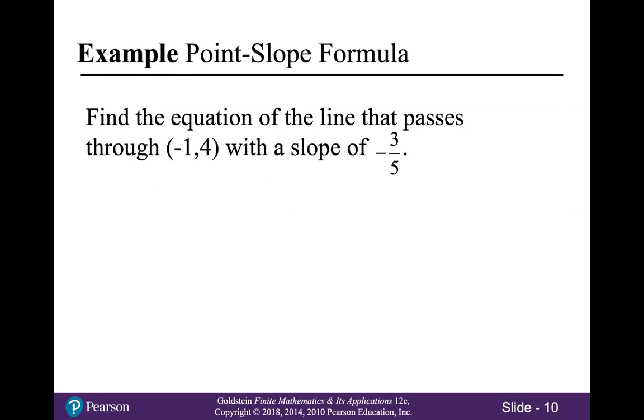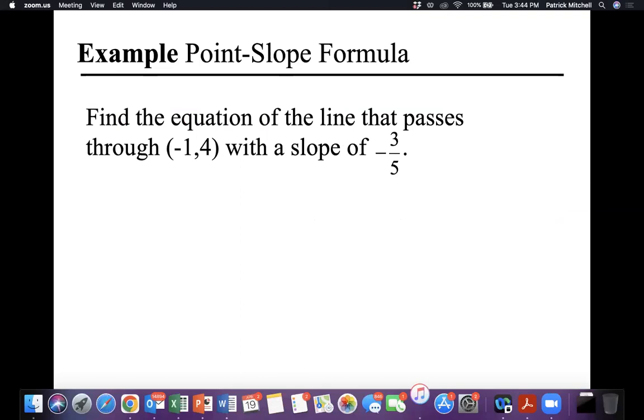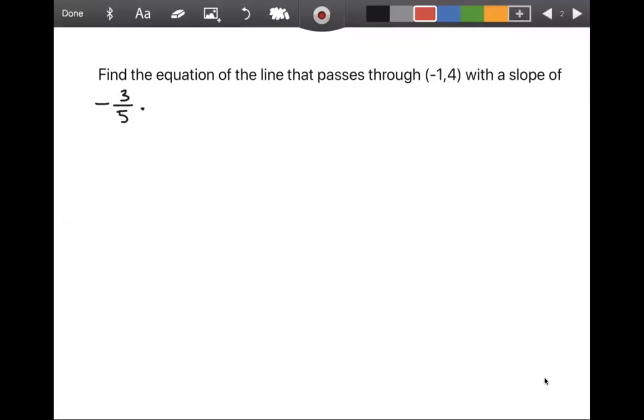All right, so for the next example, we'll find the equation of a line that passes through the point negative 1, 4 with a slope of negative 3/5. Going back to the tablet. All right, so in this problem, x1 is negative 1, y1 is 4, and m is negative 3/5.